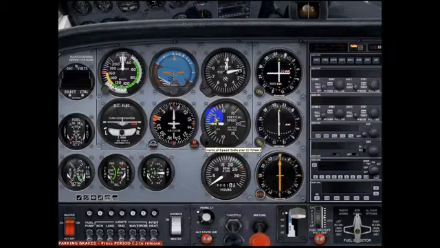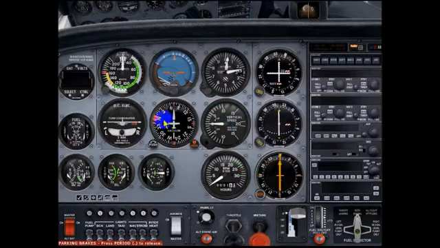So if the needle was up here, we would be climbing at 500 feet per minute. So 100, 200, 300, 400, 500, 600, 700, 800, 900, 1,000 feet per minute. We could be climbing or descending at 1,500 feet per minute. So this needle kind of floats up and it goes down.